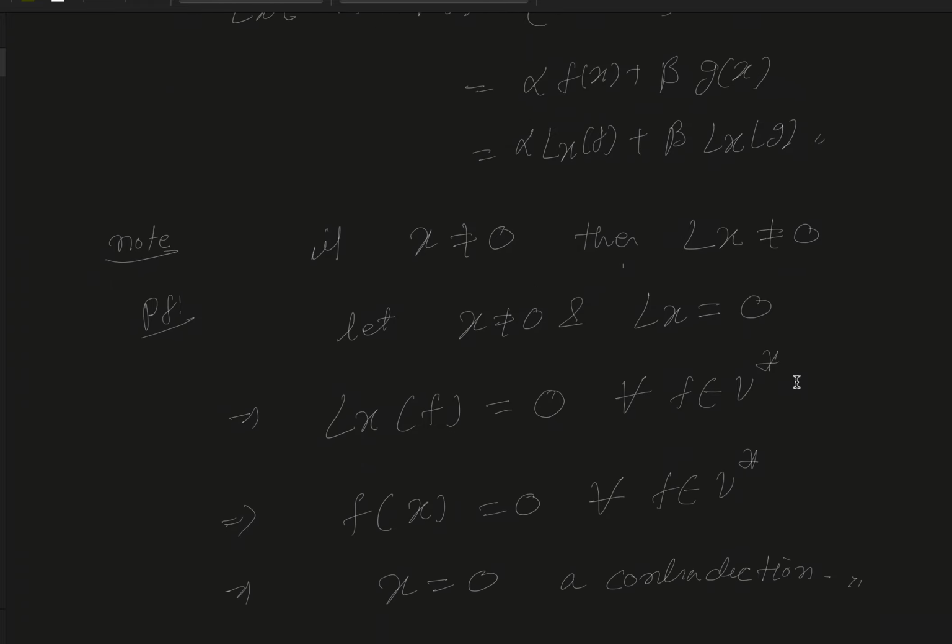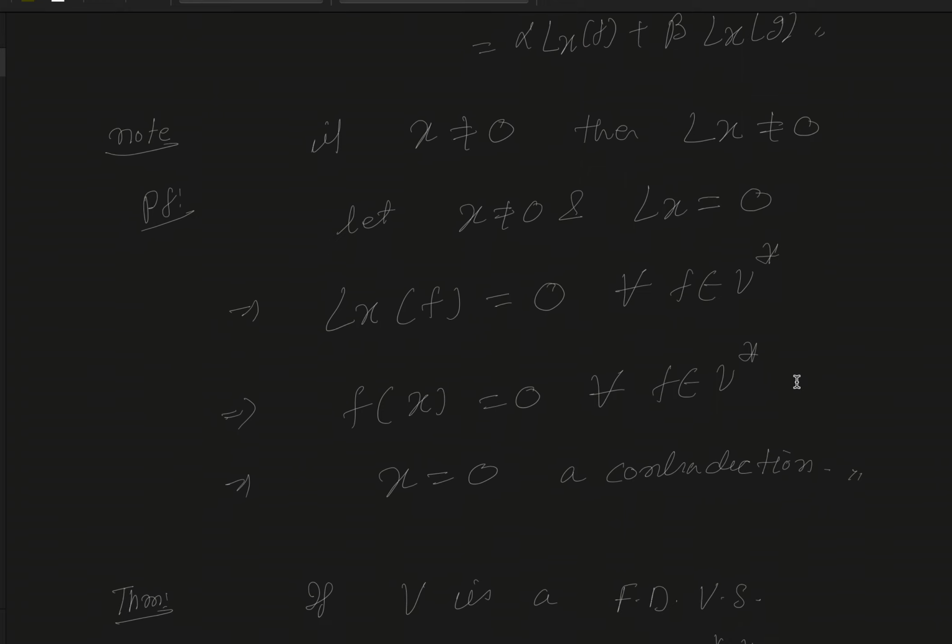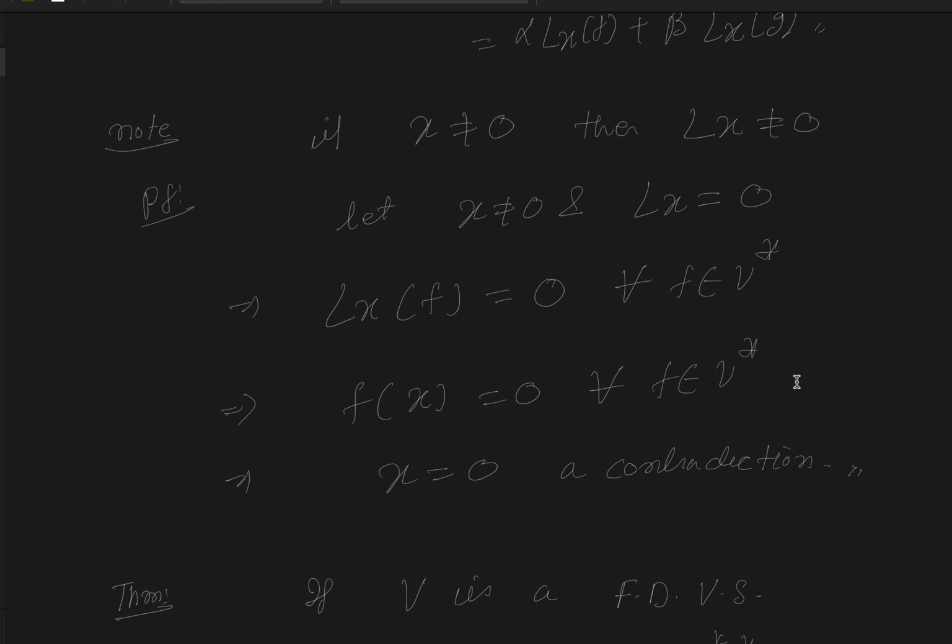Also, this is an important note: if x is non-zero, then Lx is also non-zero. The proof is pretty simple; we prove it by contradiction. Let's say that x is not equal to 0 but Lx equals 0. Lx equals 0 means Lx of f equals 0 for all f belonging to V star. It means that you take any linear transformation on V, Lx of f is always going to be 0. What does it imply?